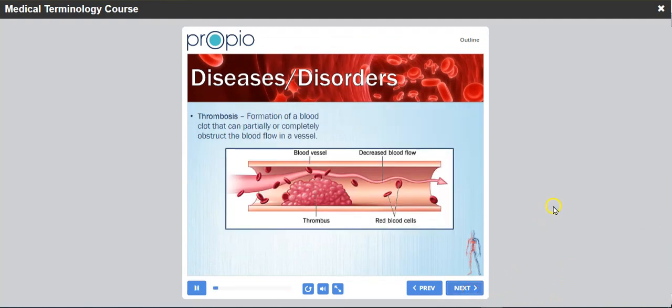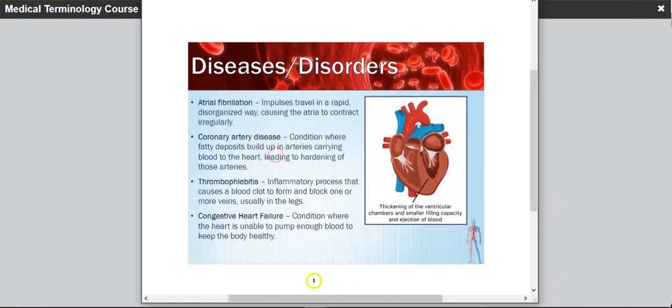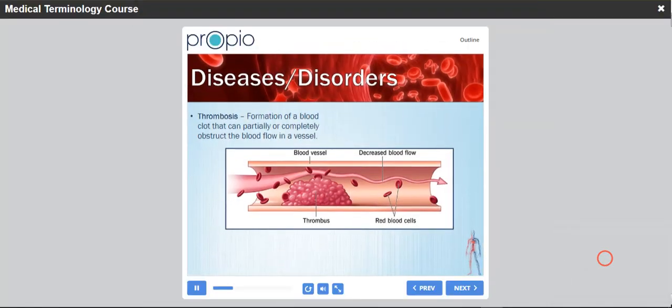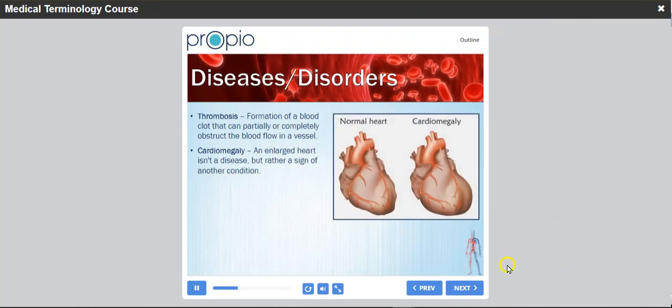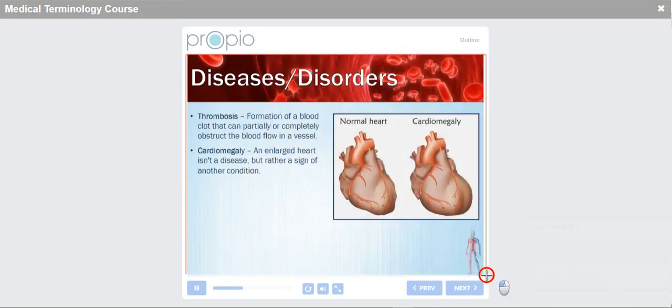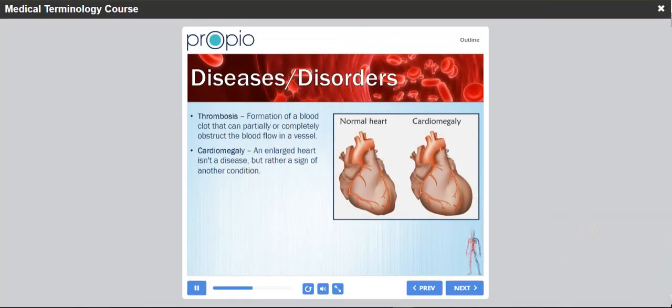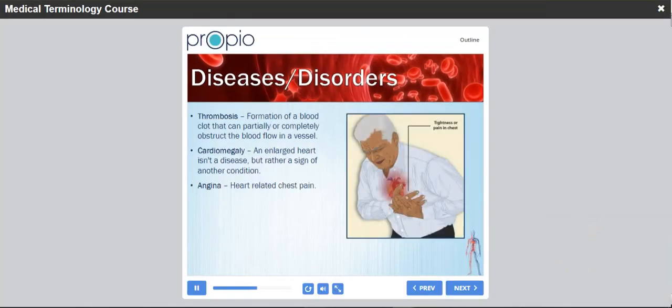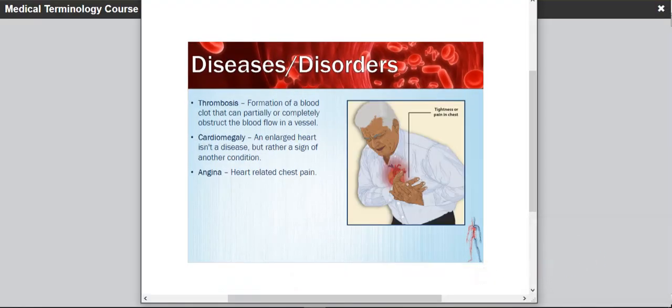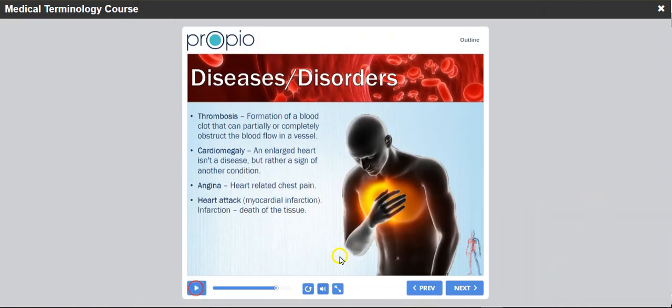Thrombosis is a formation of a blood clot that can partially or completely obstruct the blood flow in a vessel. Cardiomegaly. It's an enlarged heart. It's not a disease, but rather a sign of another condition. Angina, heart-related chest pain. Heart attack, or myocardial infarction. Infarction is death of a tissue.